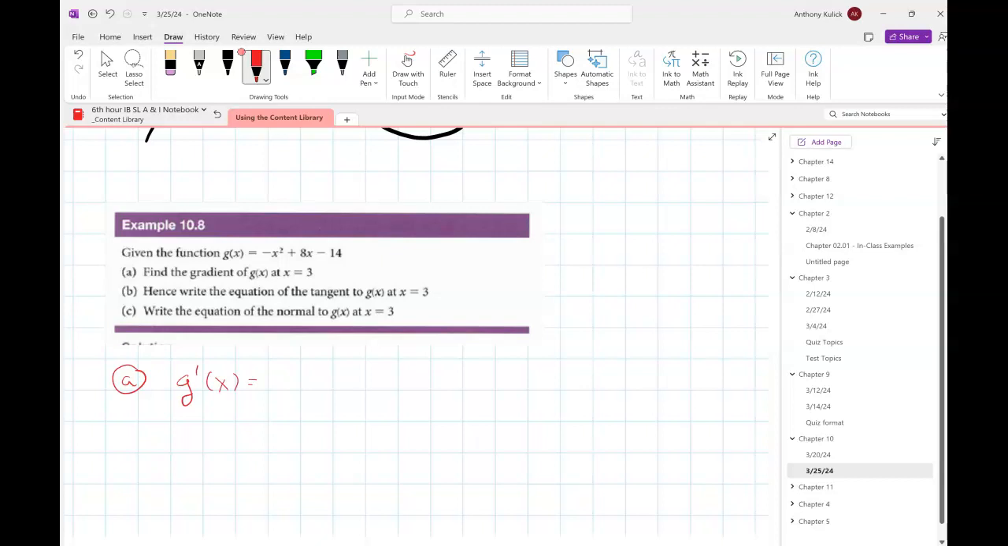So I'm going to begin by calculating the derivative of g. I'm going to do that term by term. The derivative of negative x squared is negative 2x. The derivative of 8x is 8. And the derivative of negative 14 is 0. So we're just left with negative 2x plus 8. Everybody feel good? So if we want the gradient at x equals 3, all we're going to do is plug 3 into our derivative and evaluate, and we get the slope is 2.